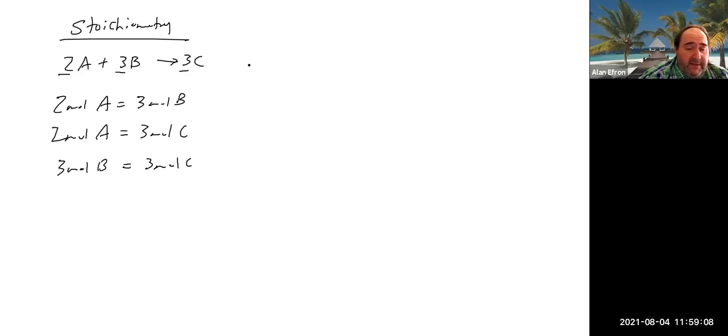And remember, for each of these, we can write 2 conversion factors, which is really what stoichiometry is. It's really nothing more than a conversion factor.